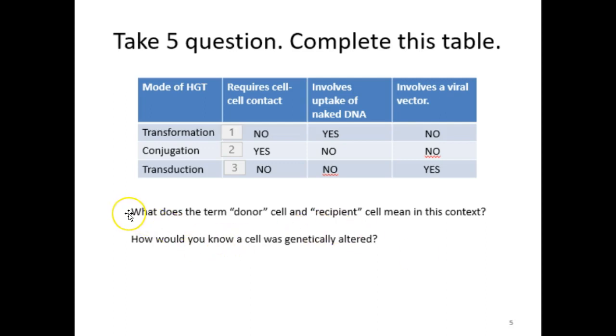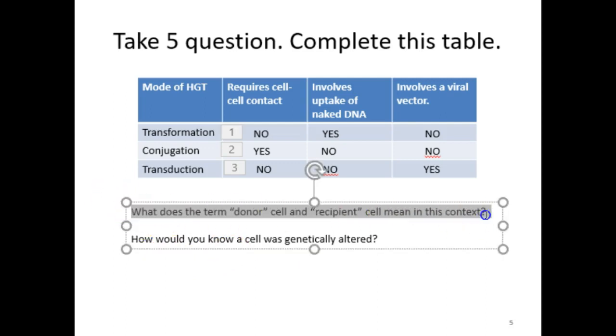You should also consider this question here. What does the term donor and recipient cell mean in the context of horizontal gene transfer? And how would you know that a cell was genetically altered? So let's consider the first. What does the term donor cell mean, and what does the term recipient cell?